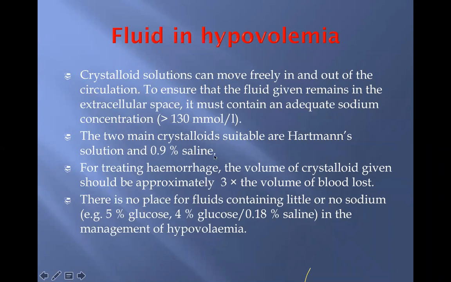The two main suitable crystalloids are Hartmann and normal saline. For treating hemorrhage, the volume of crystalloid given should be approximately 3 times the volume lost. There is no place for fluids containing little or no sodium, like 5% glucose, 4% glucose, or 0.18% sodium chloride, in the management of hypovolemia.